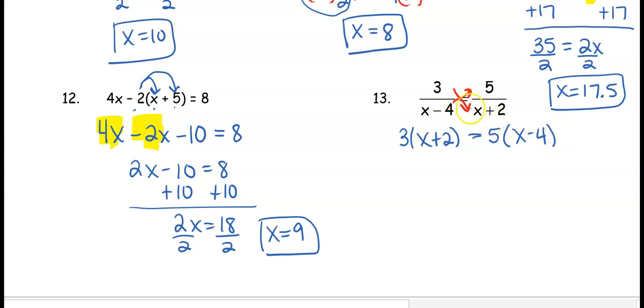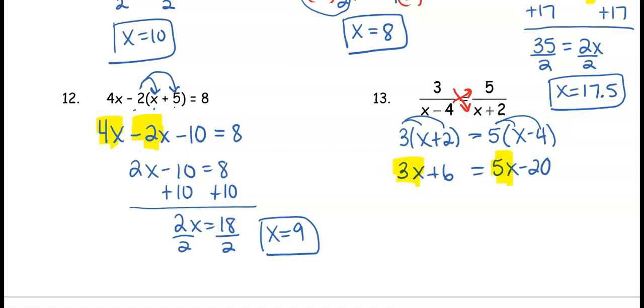So again, you're going to multiply the quantities that are diagonal from each other. Then we distribute 3x plus 6. We distribute over here 5x minus 20. Now we are where we were in number 11, right above over here. I have two x's. I have a 3x and I have a 5x. I'm going to move the smaller of the two.